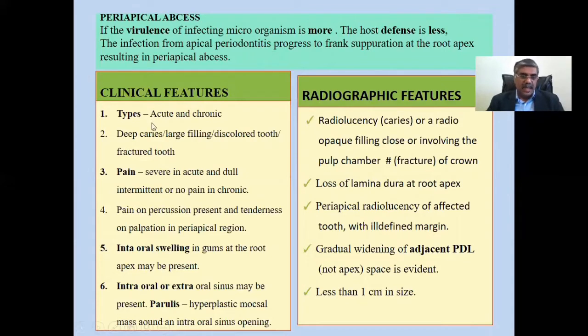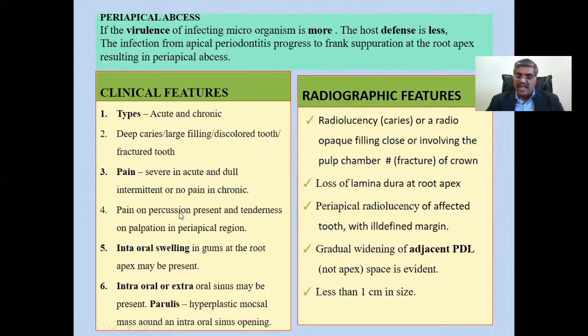Regarding the clinical feature, there can be acute periapical abscess and chronic periapical abscess. And the second finding will be there will be a source of infection in the form of dental caries, large restoration, and trauma in the form of discolored tooth or fractured tooth. The next clinical finding will be pain. Pain will be severe in acute periapical abscess, and it will be dull and intermittent or absence of pain in the case of chronic periapical abscess.